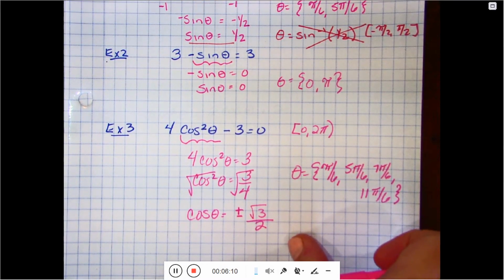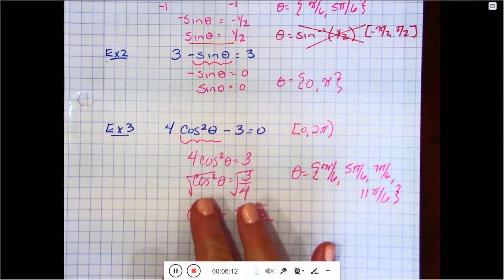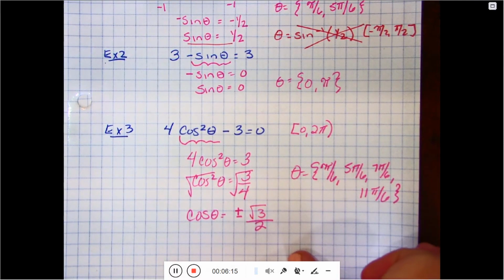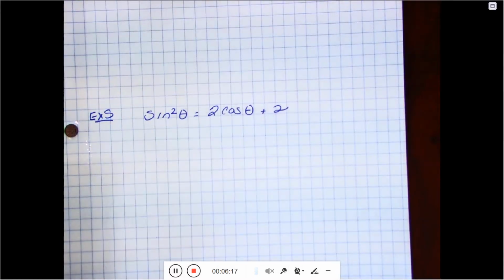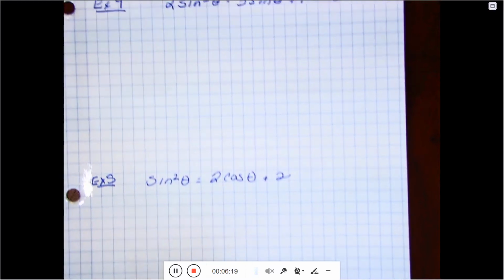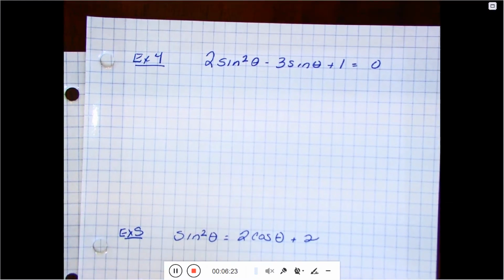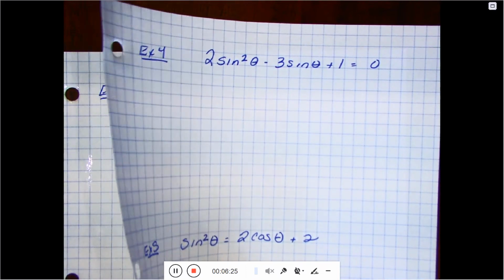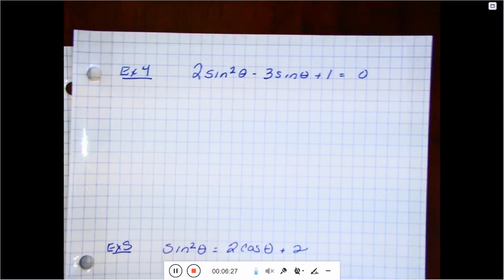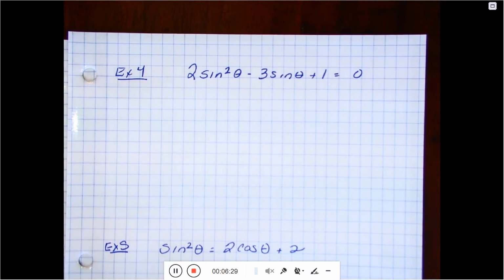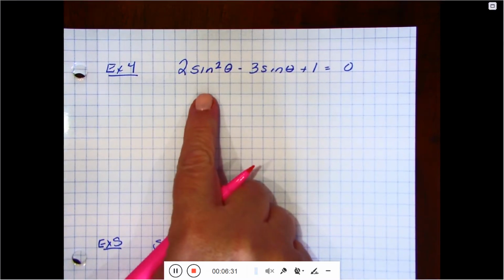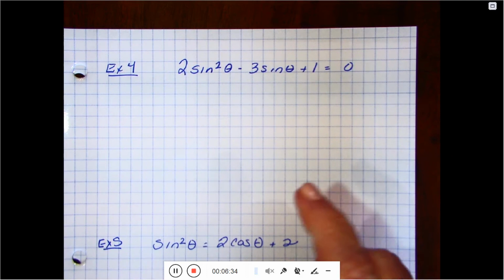Okay, so the reason I showed you that one is to remember that when you square root both sides, don't forget to put plus or minus or you will be missing some solutions. Okay, let's take it a step further. We're going to use what we know about algebra to solve some of these more complicated problems. So here we go. This should look familiar to you.